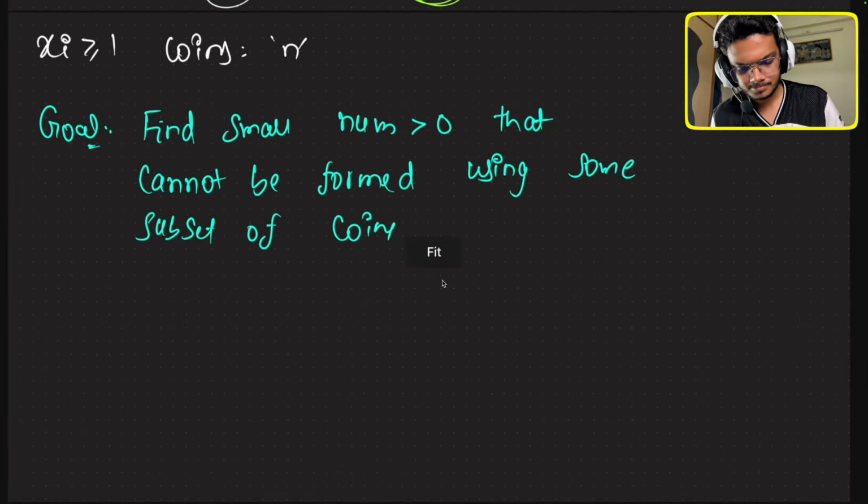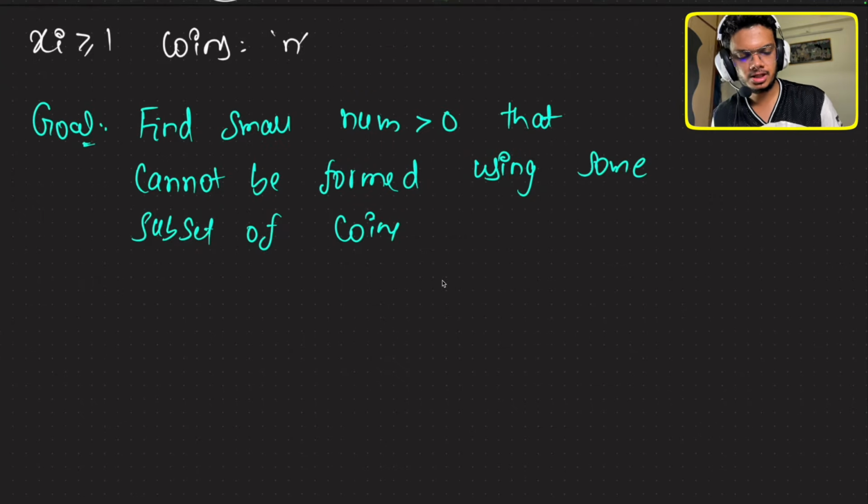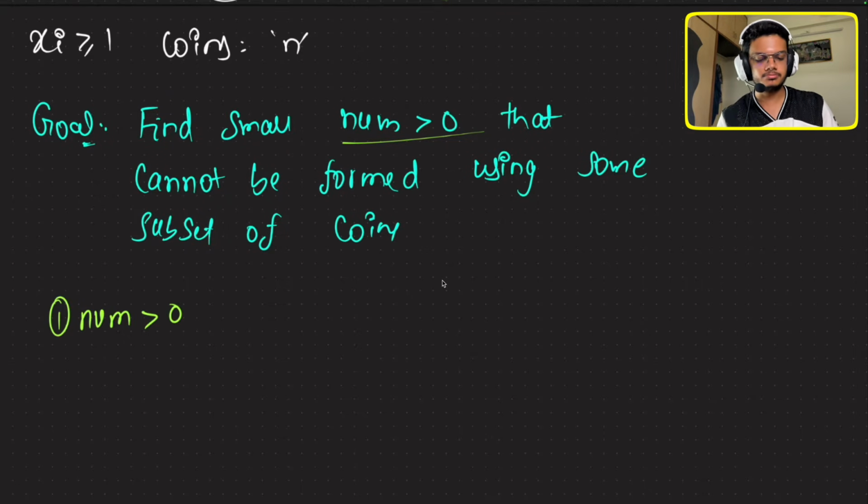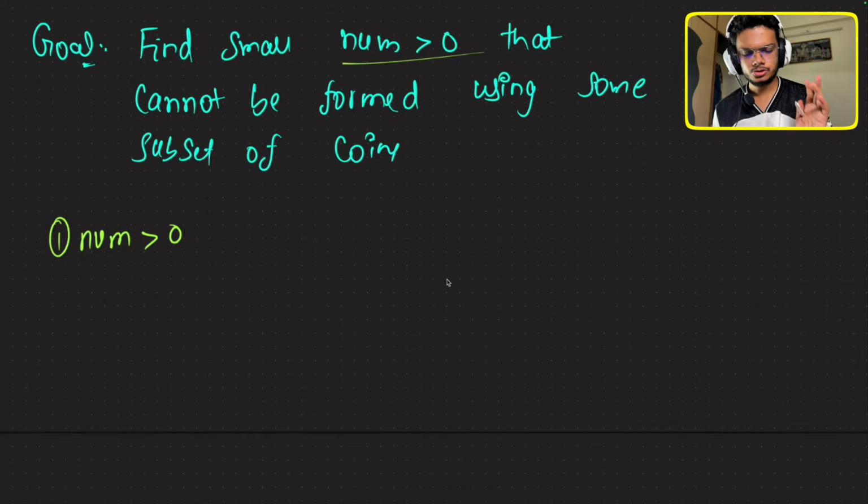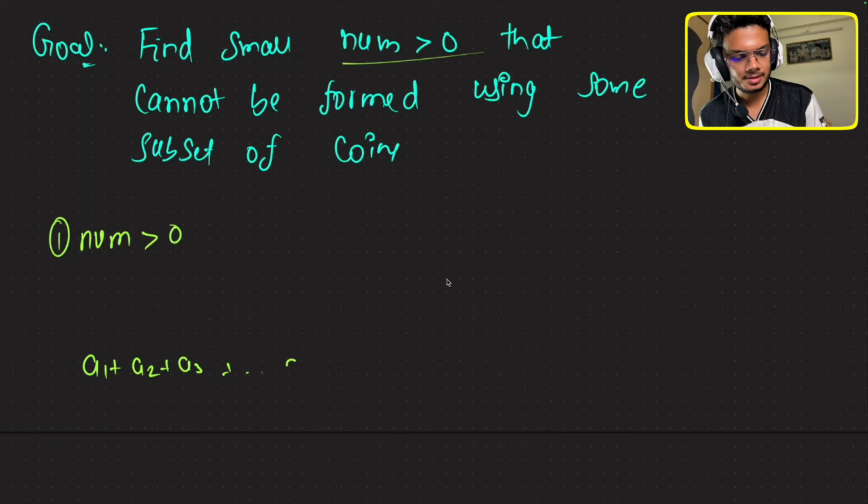Now, what type of observations can you make here? Firstly, the sum will be greater than 0. That's a trivial observation: the smallest possible sum which is missing is greater than 0. What else? Let's say you sum up all the elements in the array, a1 plus a2 plus a3, so on till an. Whatever the sum is, let's call this capital S.